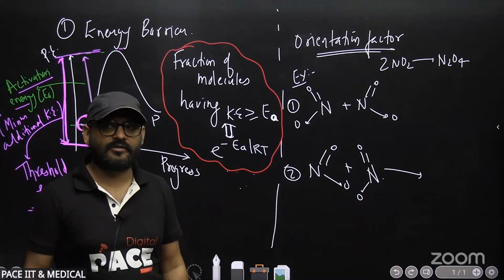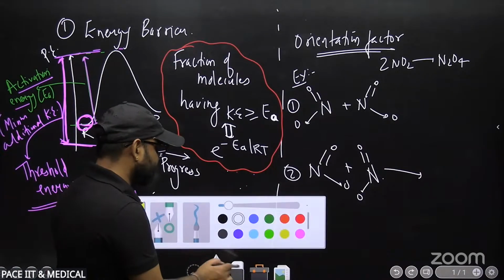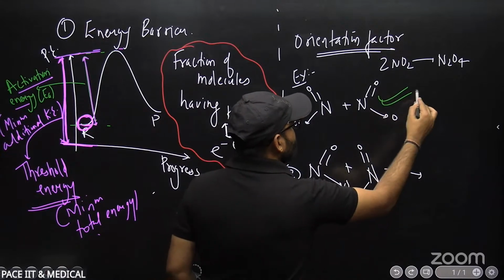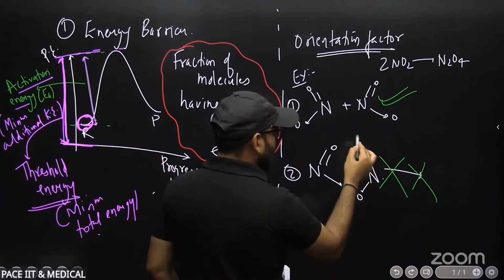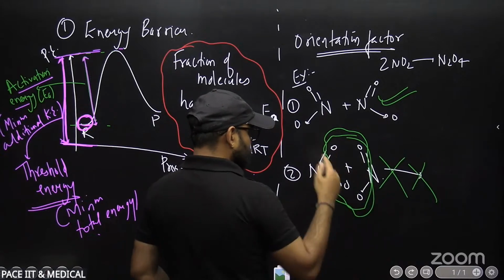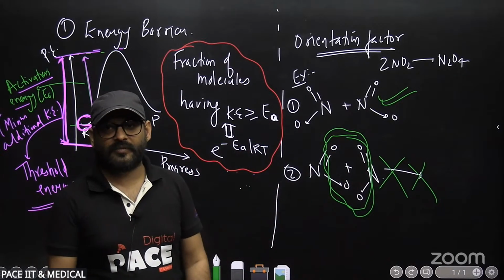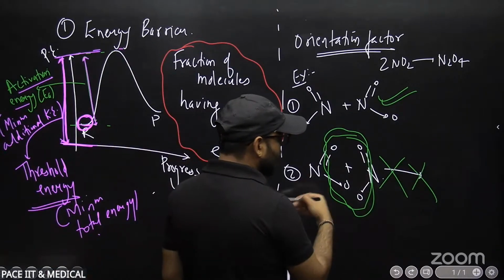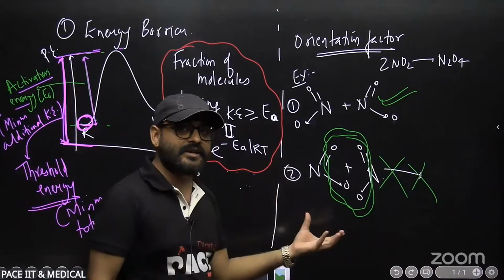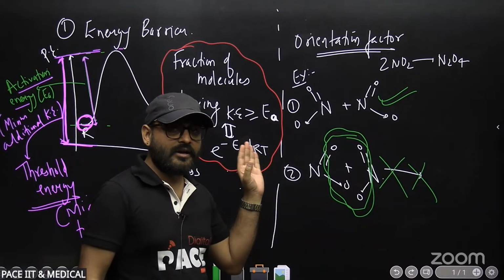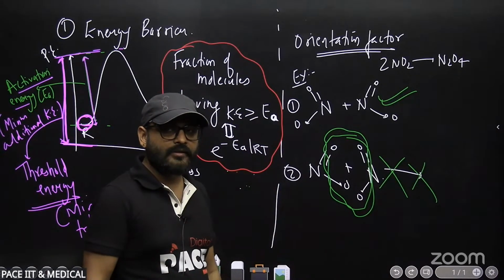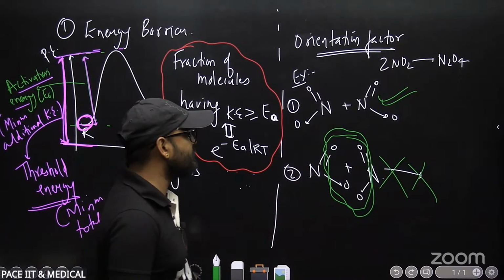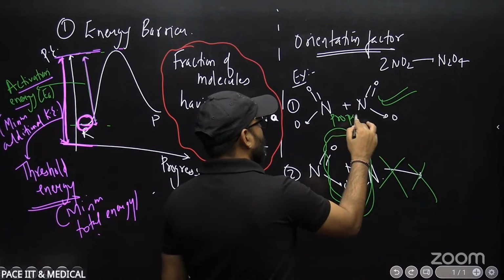It's common sense. Use your common sense. This orientation is the proper orientation. This is not the proper orientation. Here, steric hindrance will be there. So by this orientation, even if they have the required energy, energy greater than or equal to EA, this reaction won't happen due to improper orientation. This is proper and this is improper.